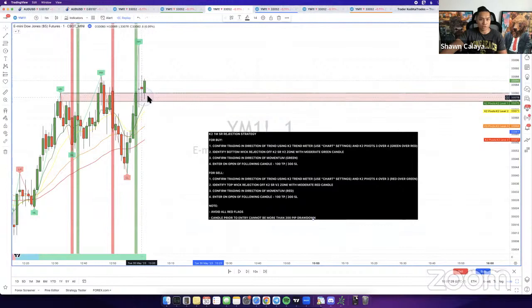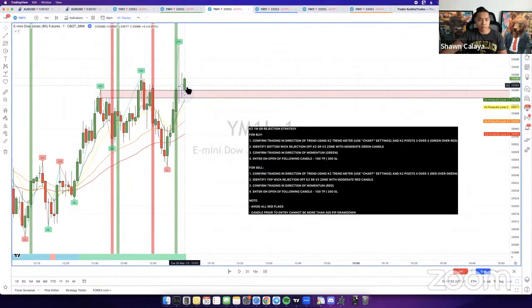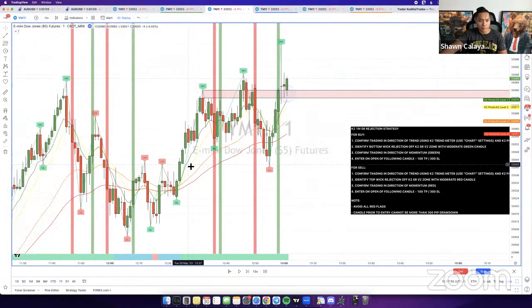So you see the rejection right here. The body is pretty big. If you measure the body right here, it's about 60 pips, right? 6 points. If you measure the top here, it's about 1 point, right? So this right here is way bigger than this. So this is going to be considered moderate or strong. It just depends on how you look at it. Everyone looks at it a little differently. This is an example of a moderate candle.